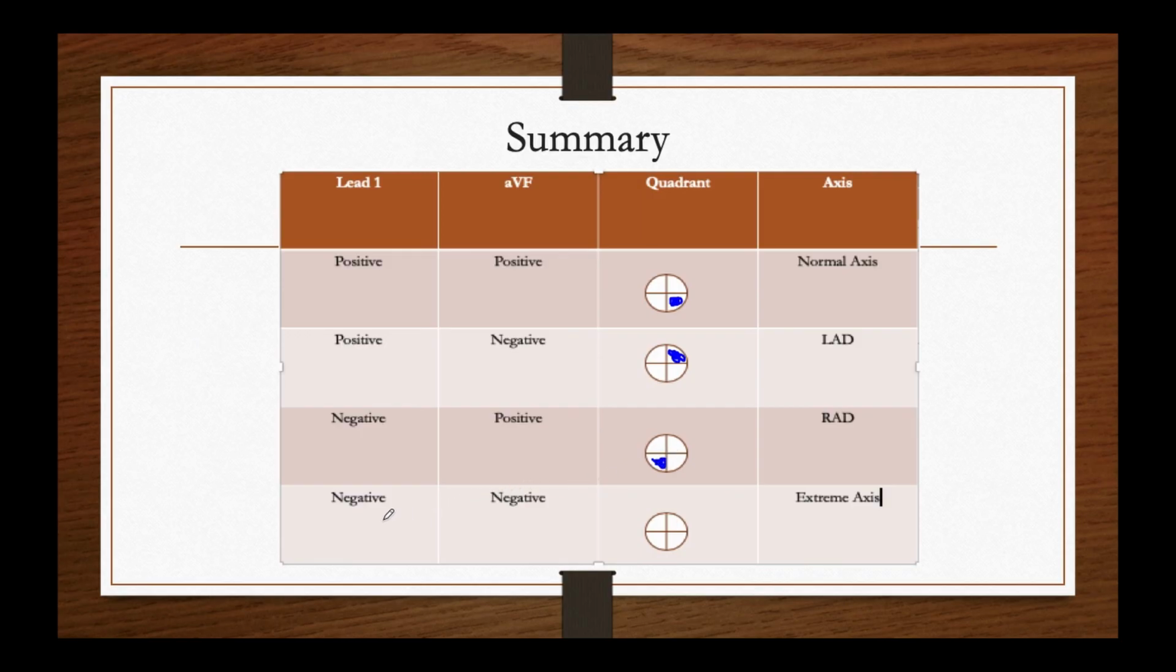Then also, when both lead 1 and AVF are negative on the ECG, then we are going to have an extreme axis deviation, usually found in ventricular tachycardia as well as hyperkalemia.